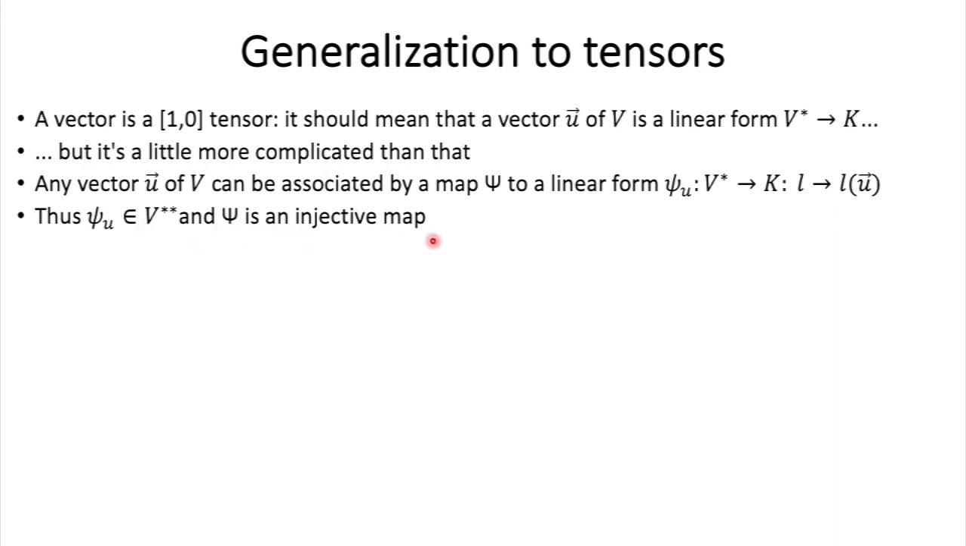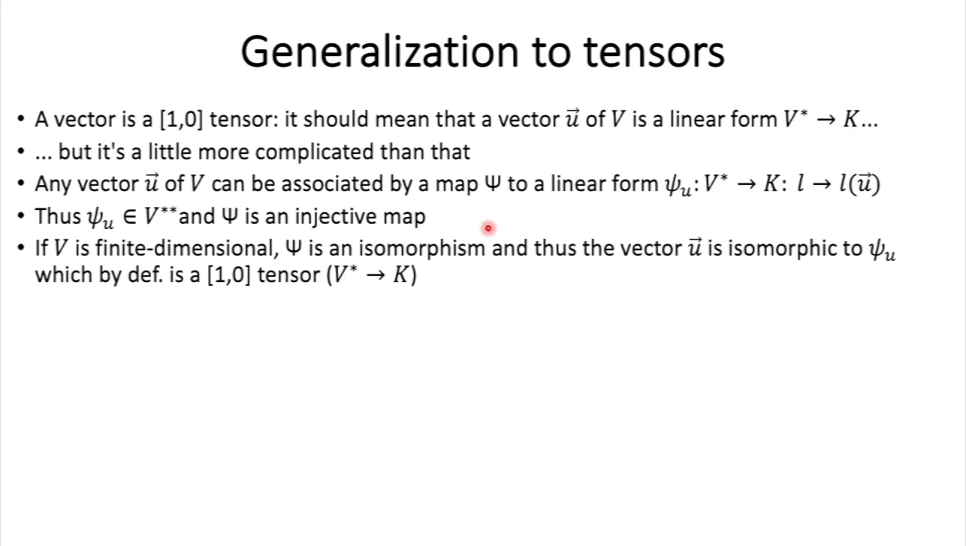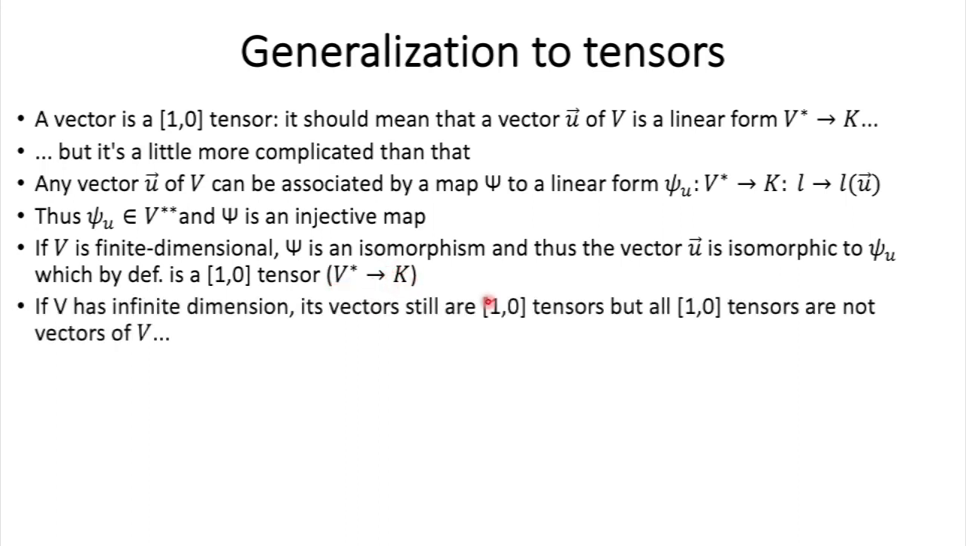And psi is an injective map, which for now is not something we need to worry about. But if V is finite dimensional, as a finite dimension, then psi is an isomorphism. And thus, the vector U is isomorphic to the linear form psi U here, which by definition is a 1-0 tensor, from the set of linear maps to the field. On the other hand, if V has infinite dimension, well, its vectors are still 1-0 tensors, but that doesn't mean, unfortunately, that all 1-0 tensors are vectors of V.